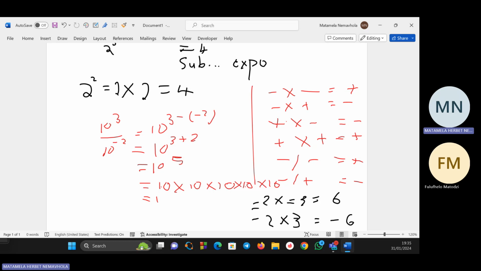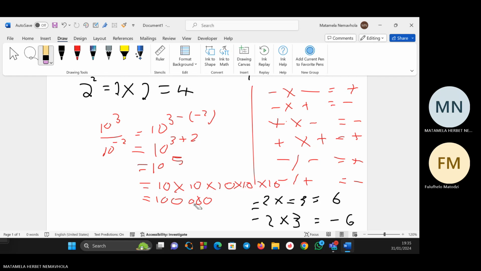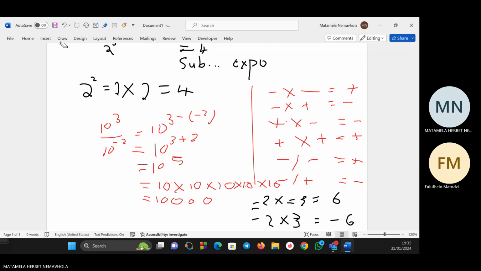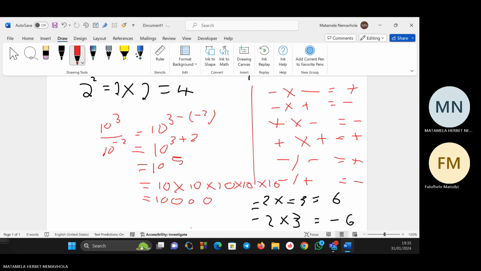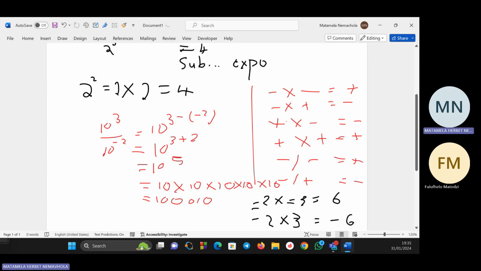You can just write 1, then you count the zeros: 1, 2, 3, 4, 5. They are five zeros, not 6 here. Let me write it properly. 1, 2, 3, 4, 5. So those are the zeros of what? Those are the zeros of 100,000. So now, when you are dividing.